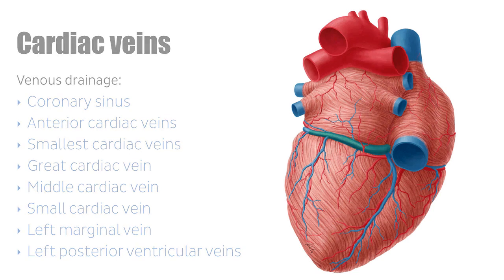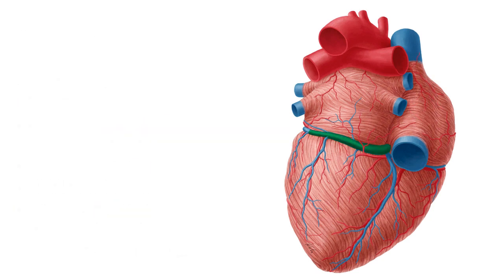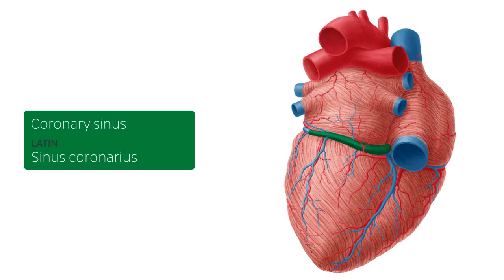Starting off with the very first one that we're highlighting here from this posterior inferior view of the heart, which is known as the coronary sinus. Now, the venous drainage of the heart is primarily governed by this structure that you see highlighted, the coronary sinus. The coronary sinus runs transversely across the posterior surface of the heart in this groove here, which is known as the coronary groove.